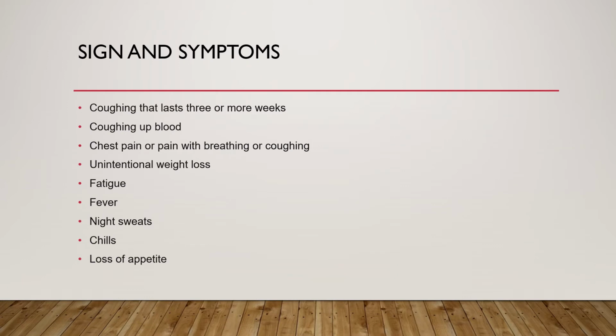So the signs and symptoms of tuberculosis are coughing that lasts 3 or more weeks, coughing up blood, chest pain or pain with breathing or coughing, unintentional weight loss, fatigue, fever, night sweats, chills, and/or loss of appetite.